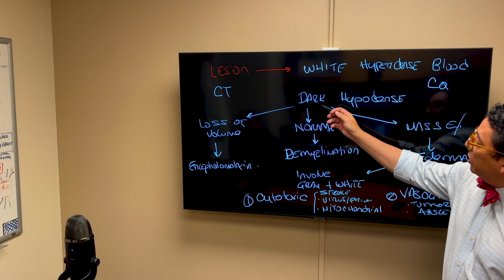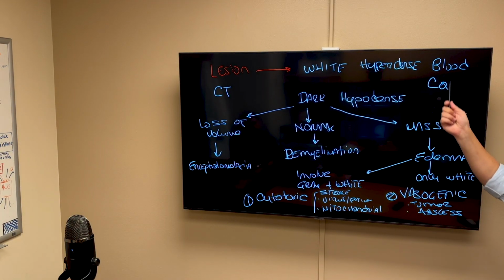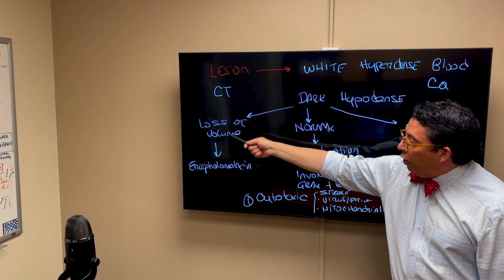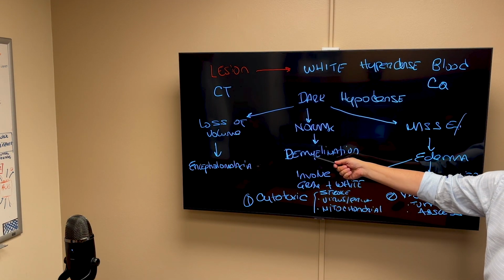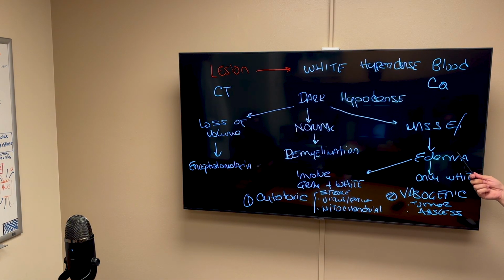Right? Is it dark or is it white? Is it white? You think about blood and calcium. If it's dark, if it's loss of volume, encephalomalacia. If it's normal, think about demyelination. And if it's mass effect, you call that edema.